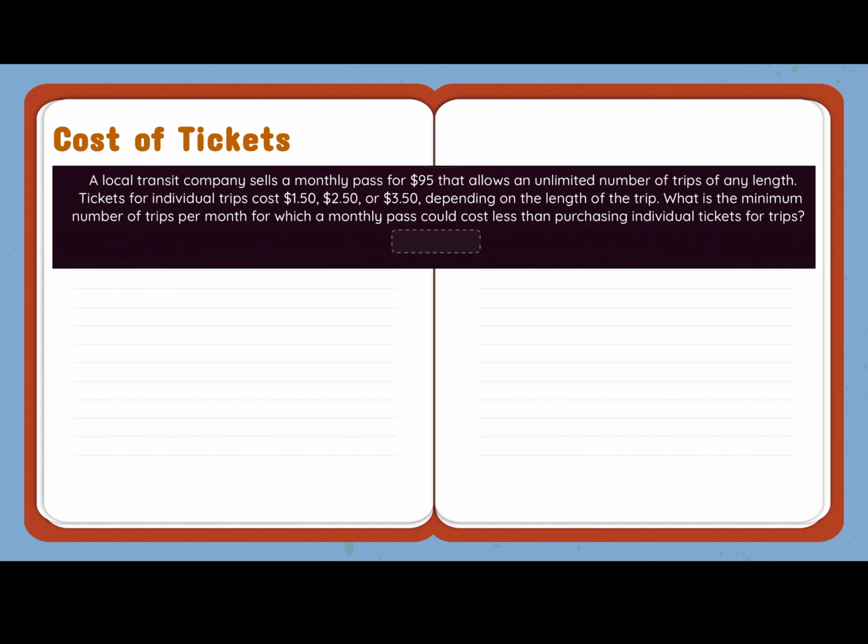We have this question: cost of tickets. A local transit company sells a monthly pass for $95 that allows an unlimited number of trips of any length. Now, these tickets can cost $150, $250, or $350 depending on the length of the trip. What is the minimum number of trips per month for which a monthly pass could cost less than purchasing individual tickets for trips?